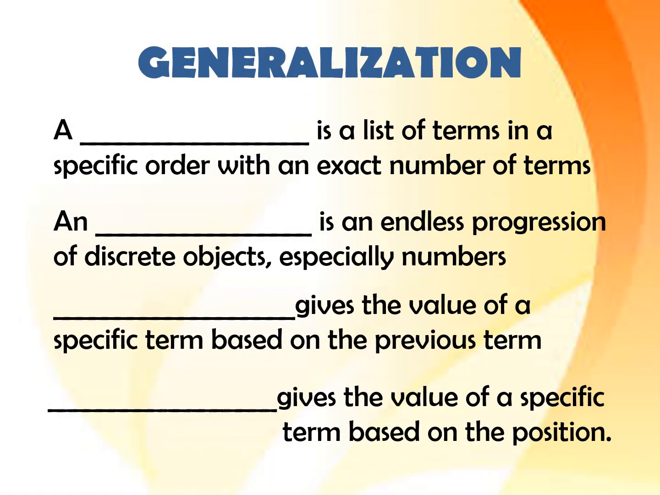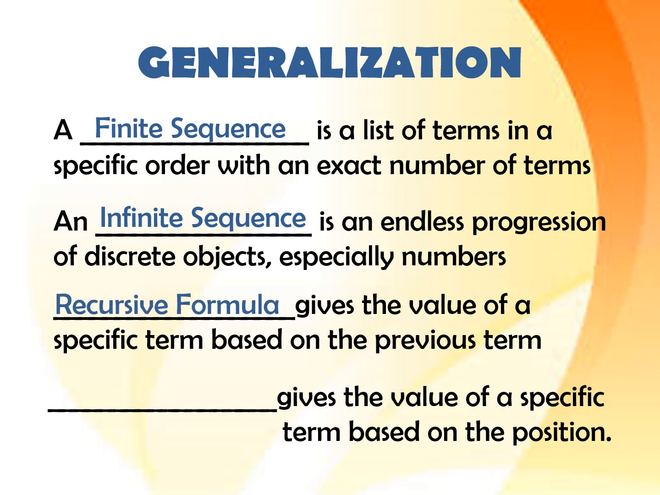Let us now summarize what we have discussed in this video. A finite sequence is a list of terms in a specific order with an exact number of terms. An infinite sequence is an endless progression of discrete objects, especially numbers. A recursive formula gives the value of a specific term based on the previous term, and an explicit formula gives the value of a specific term based on the position.